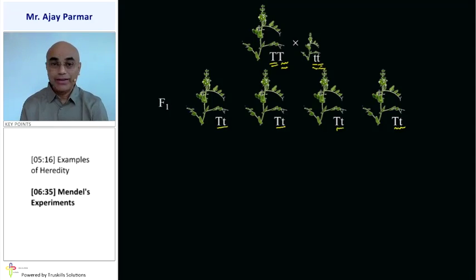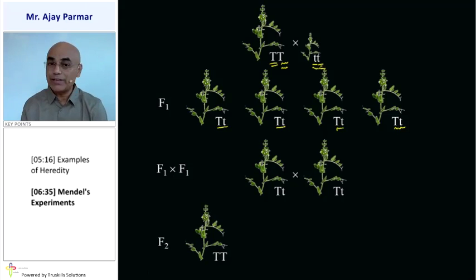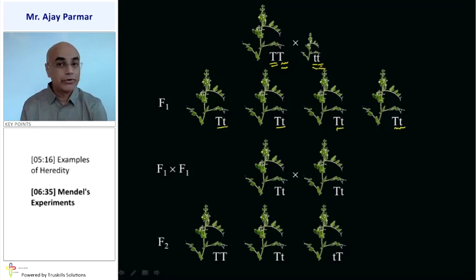Now he crossbred two different plants of F1 generation, that is F1 cross F1. That means a tall plant of F1 generation is crossbred with a tall plant of F1 generation. And what do we get? We get F2 generation. And in the F2 generation, you know that 75% of the F2 generation is tall plant, whereas 25% of the generation is a dwarf plant. How did we get this?